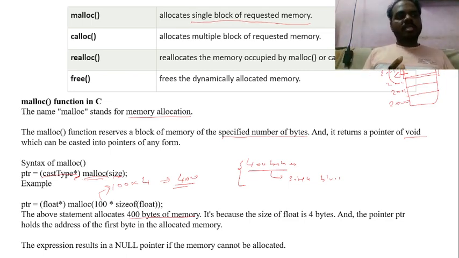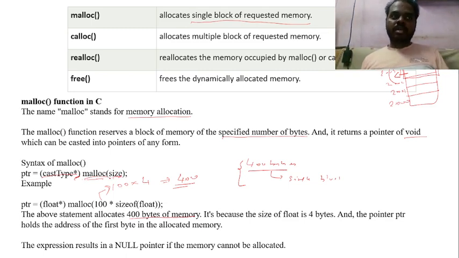Let's repeat once again. Malloc is a memory allocation concept. Using malloc, we can allocate memory as a single block. The basic syntax for malloc is a pointer variable equal to a cast type. The cast type is whether you are using integer, character, float, or double type, and you should mention which library function you are using for allocation, malloc or calloc. Since I am using malloc, you should use malloc of size.